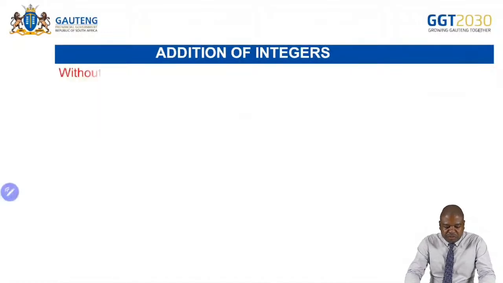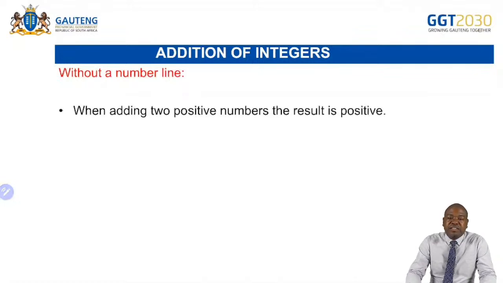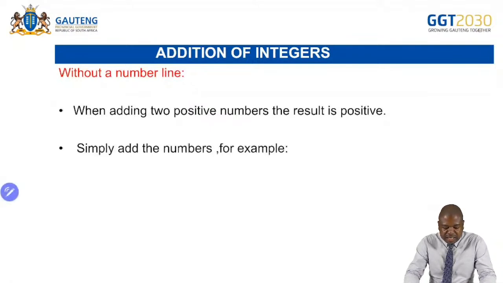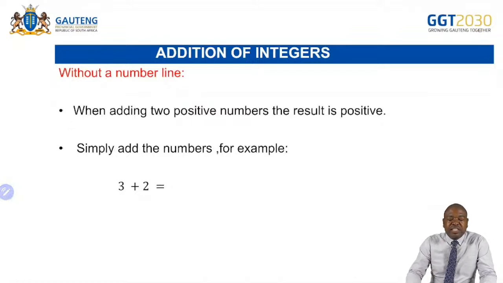Right, let's continue with our lesson. Without a number line, when adding 2 positive numbers, the result is positive. So you simply add the numbers. For example, what we did in our previous example there, 3 plus 2 gives us 5.